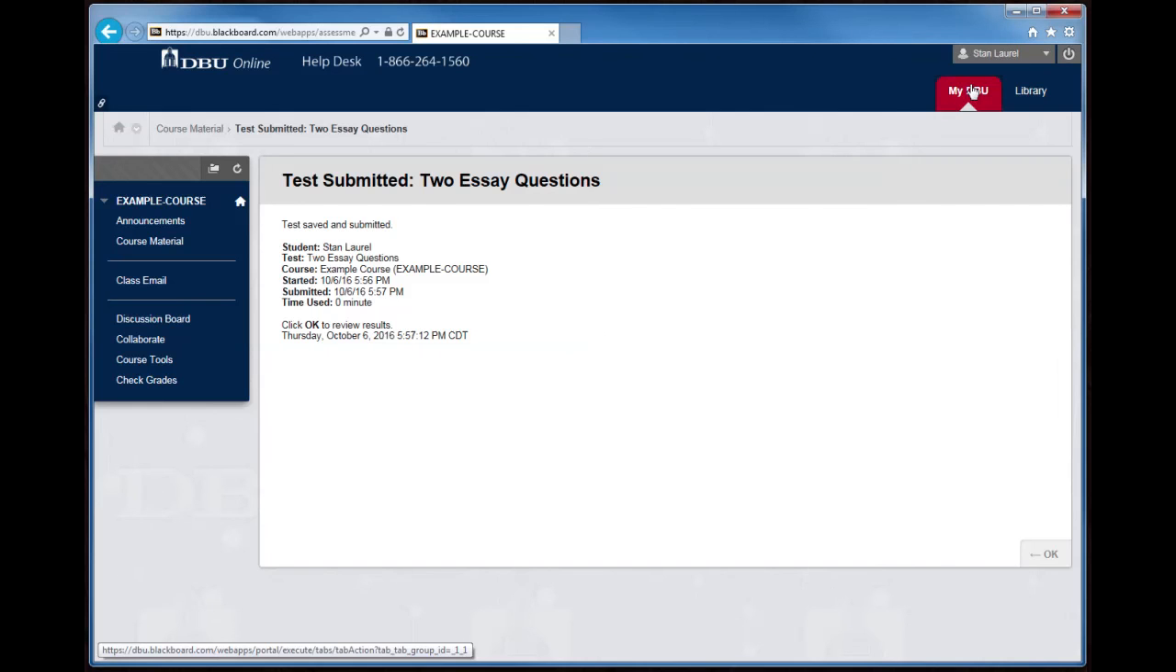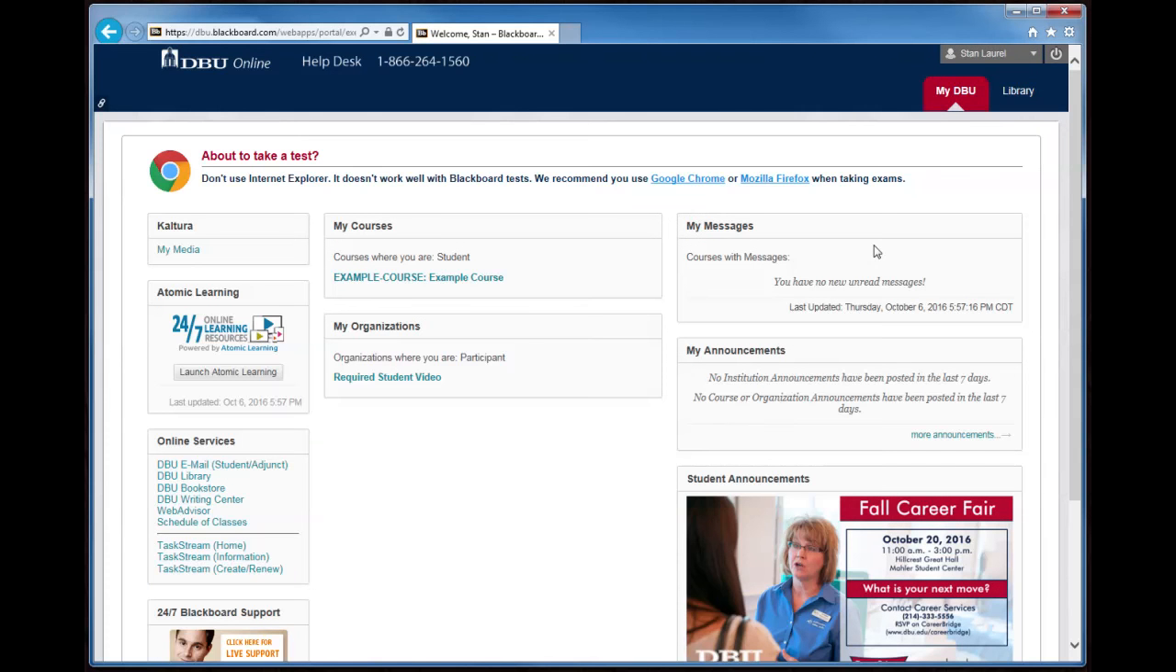But as you see on the front page of Blackboard, we've displayed this announcement to all the students and all the faculty. It just asks them, are you about to take a test? Don't use Internet Explorer. And it goes through and provides them several links to download Google Chrome or Firefox.